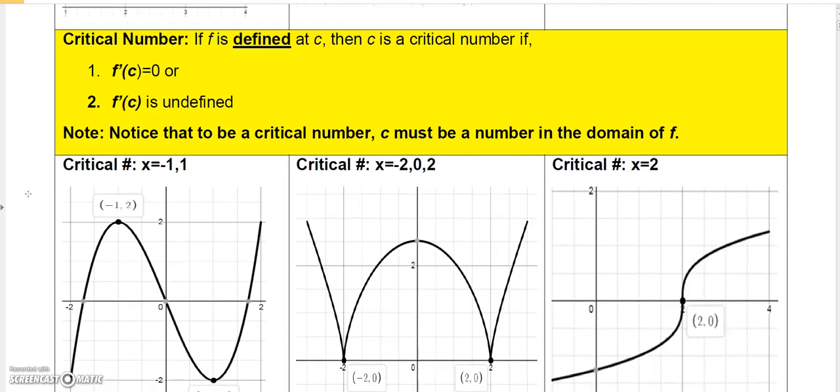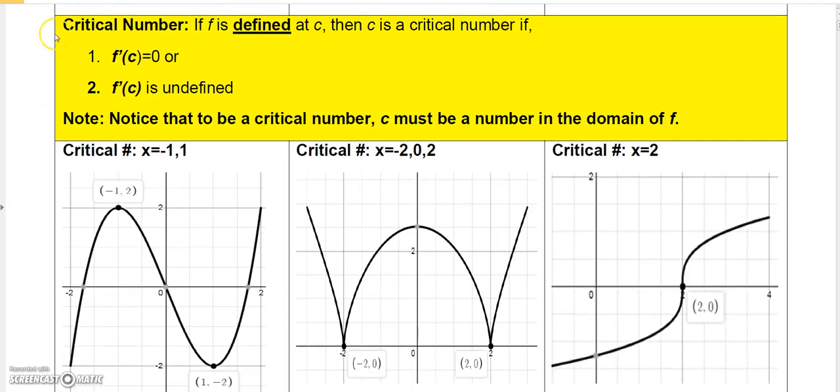But before we can determine where a function is increasing and decreasing, we've got to define what a critical number is. A critical number is a number c such that either one of these two things is true. Either the derivative when evaluated at c is 0, or the derivative when evaluated at c is undefined. Now, c must be in the domain, so that's important to remember. If c is not in the domain, it cannot be a critical number.